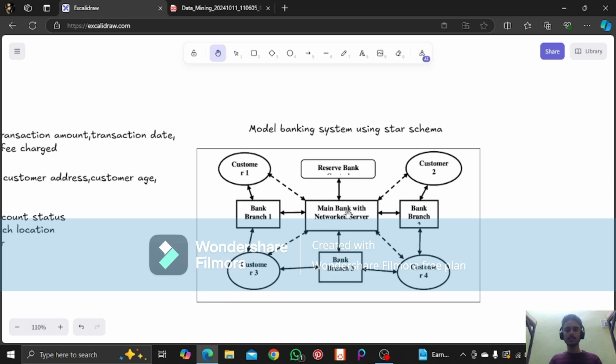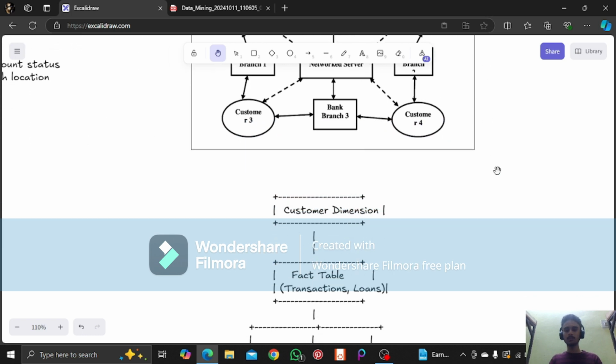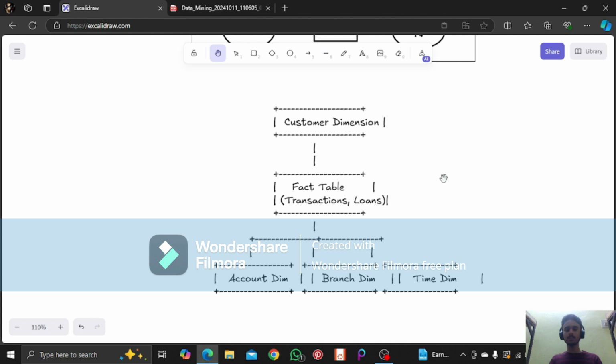So this is the example based on the star schema. In this, basically the fact table is at the center, connected to each dimension table in a simplified diagram, and it would just look like this.